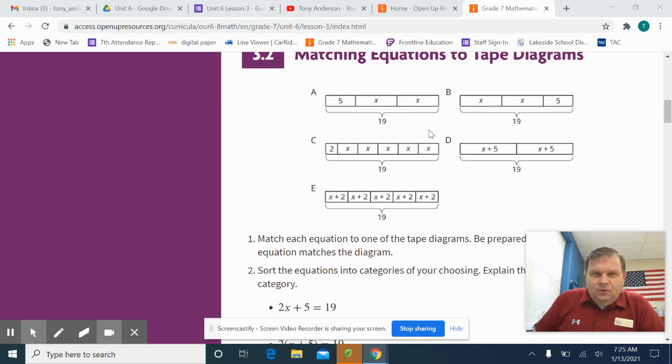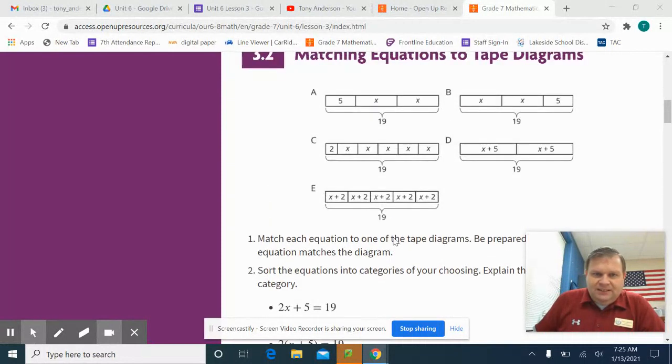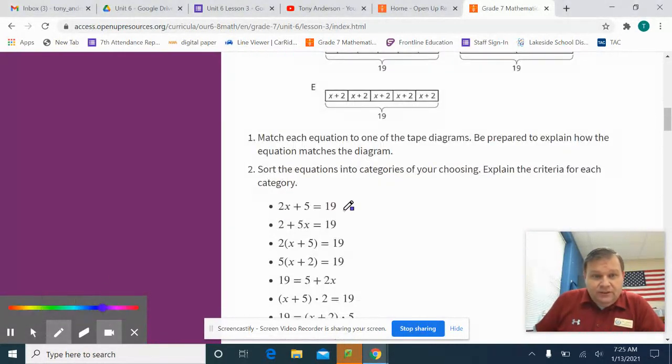Section 3.2, we have to match an equation to its corresponding tape diagram. So we have 2x plus 5 is equal to 19. So we're looking for the one that has two equal groups of x and 5, and then all that has to equal 19. So this one is going to be A.